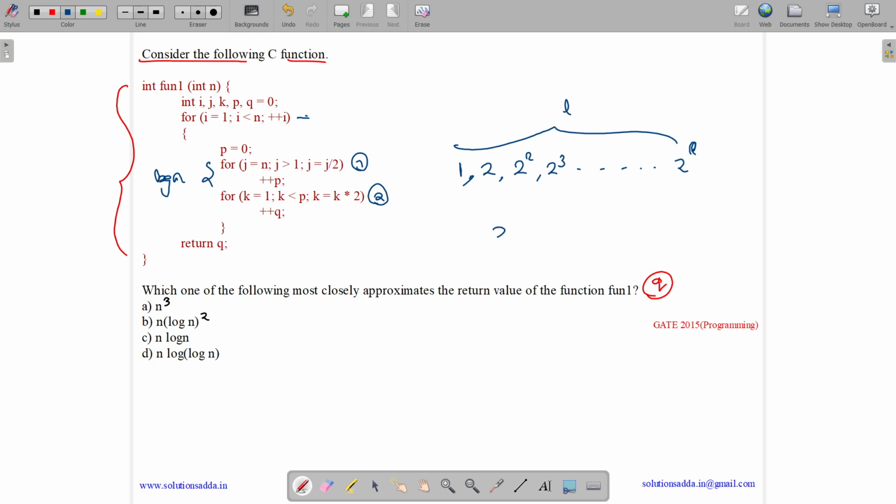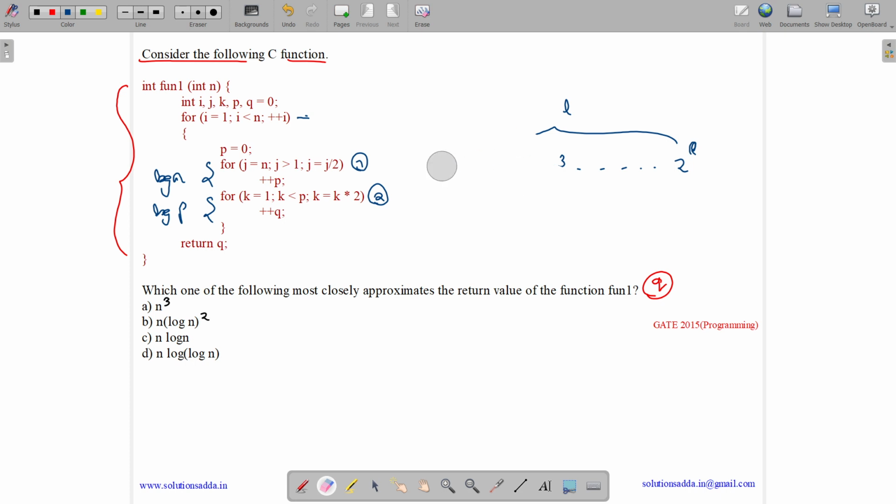When will it stop? When 2 to the power l equals p. Applying log on both sides, l log base 2 of 2 equals log p. So l equals log p. So it will run log p times.